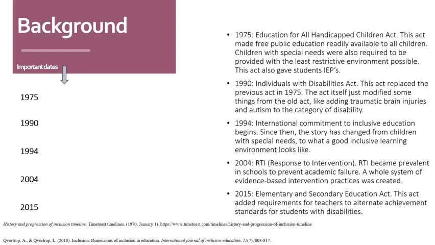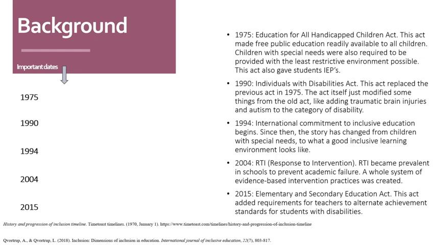So to get the ball rolling, in 1975, Education for All Handicapped Children Act was passed. This act made free public education readily available to all children. Children with special needs were also required to be provided with the least restrictive environment possible, and this act also gave us IEPs. Now, in schools, it's very common to pull up a class roster, and the first thing that you can see is if they have an IEP or not, what's on their IEPs. Along with this, you have 504 plans. So in 1975, that basically brought things to life.